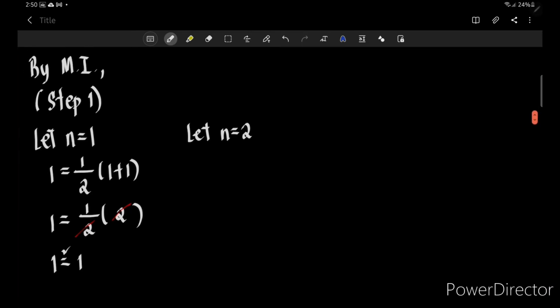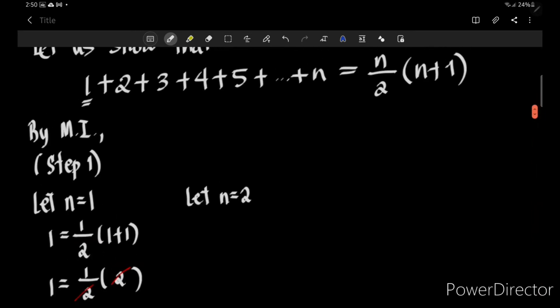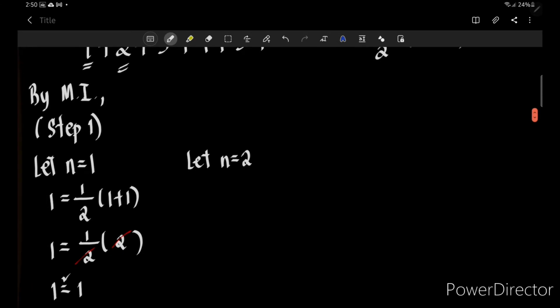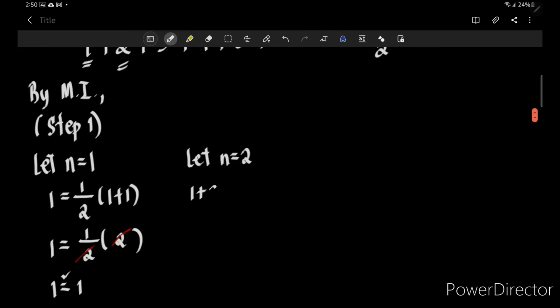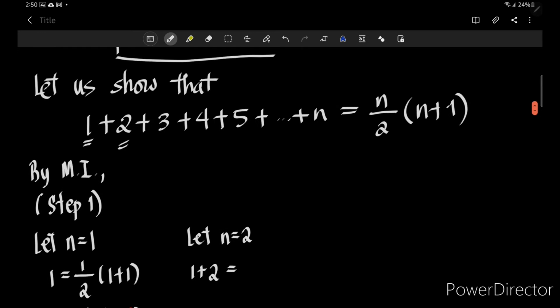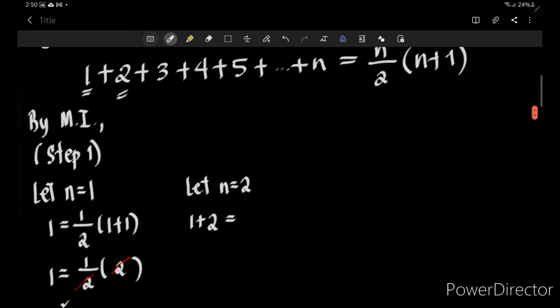Okay. Pag n is 2, kailangan lang natin kumuha ng dalawang terms. So, 1 plus 2. So, sa left side, we have 1 plus 2 equal. Sa right side, palitan lang natin lahat ng nakita nating n as 2. We have 2 over 2 times 2 plus 1.